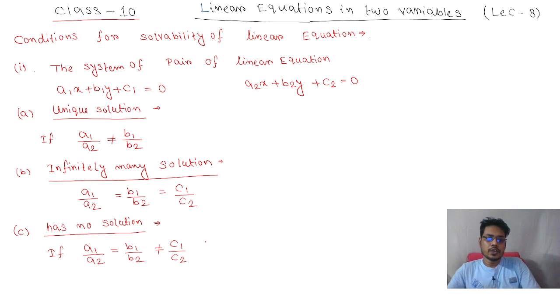So this is the way to find if it is a unique solution: a1 by a2 not equal to b1 by b2. For infinitely many solutions, a1 by a2, b1 by b2 and c1 by c2 should be equal. But if it has no solution, a1 by a2 equals b1 by b2, but it is not equal to c1 by c2. If these conditions are fulfilled, then we can say it has a unique solution, or infinitely many solutions, or no solution.